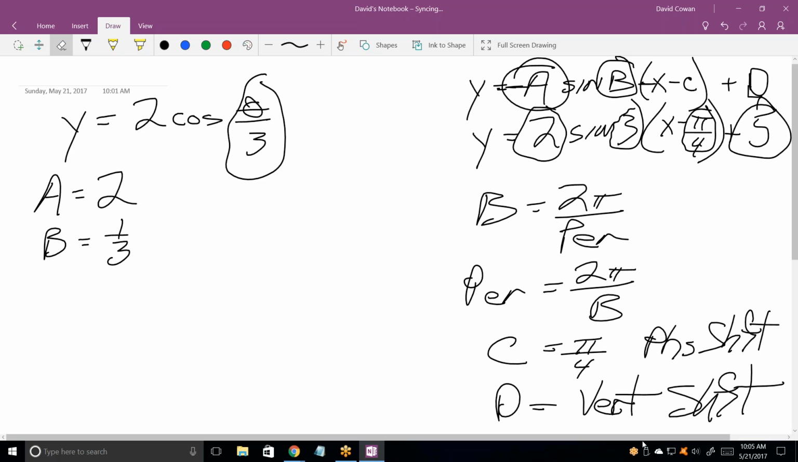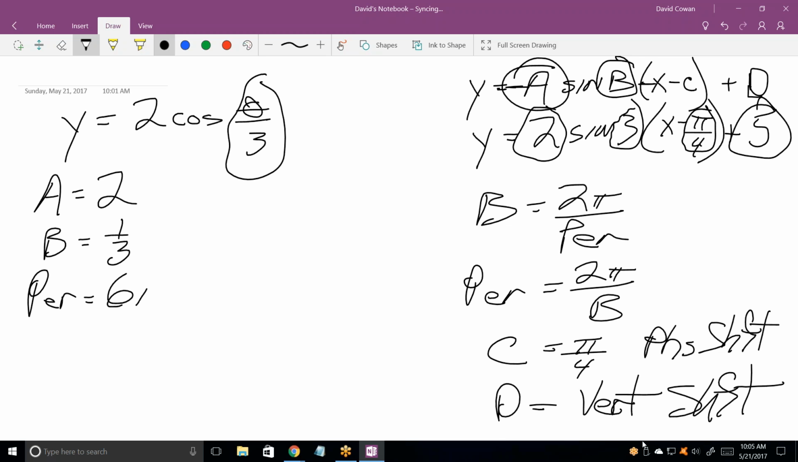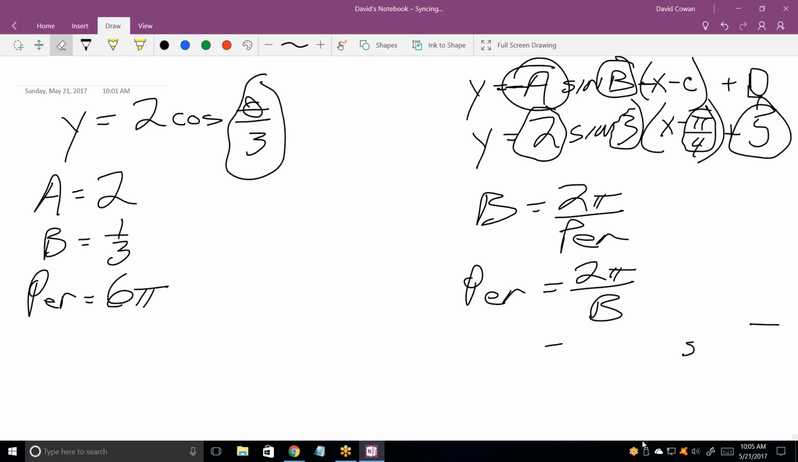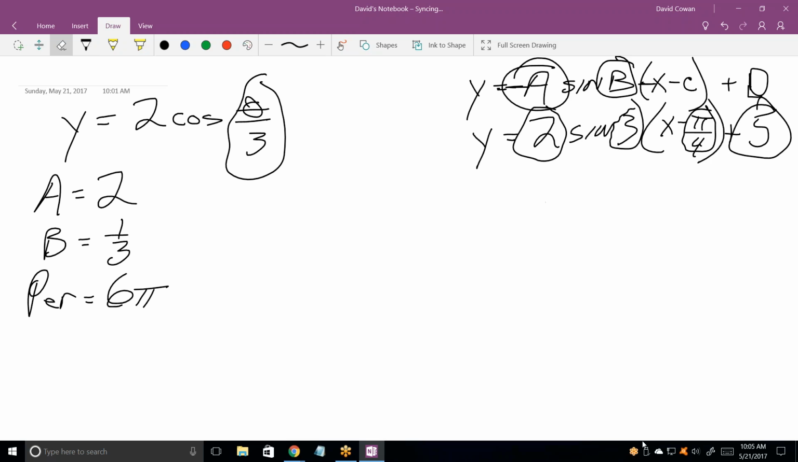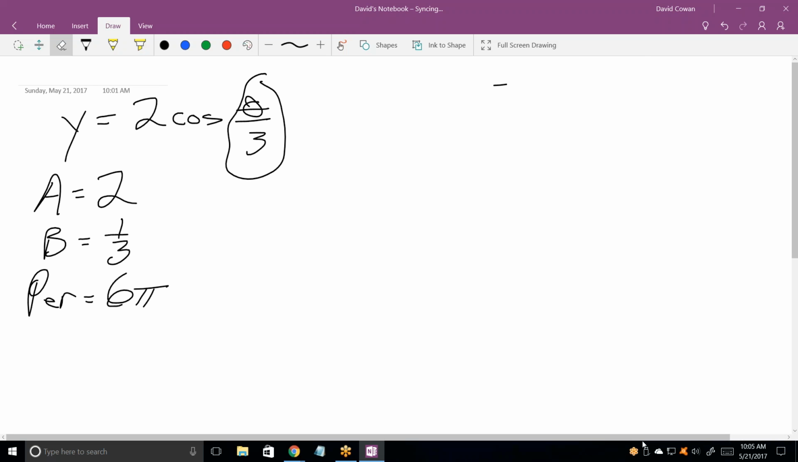Okay? So, what's the period? In other words, once you figure out what B is, then you need to figure out the period in order to graph it. So 2 pi over 1/3, which is 6 pi. Now we've got enough to graph it. In other words, there's no phase shift and there's no vertical shift. So it's pretty easy to graph.